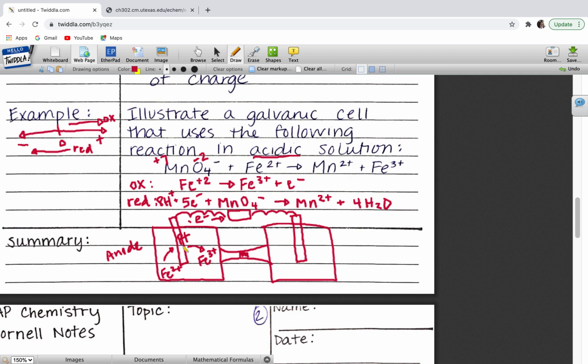So if you need a metal that is not part of the reaction to serve as your electrode, pick platinum. You're just drawing it. We don't actually have any platinum. I mean, that stuff's super expensive. Like I said, it's a precious metal, but it's free to draw it. So go ahead, feel free to draw it.